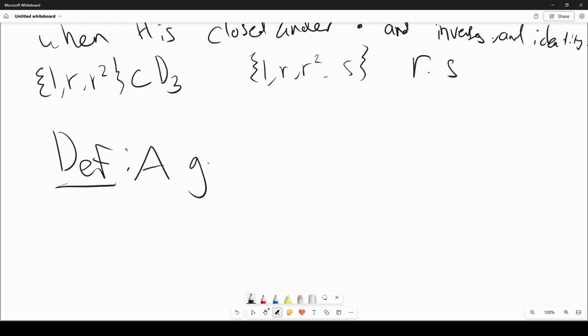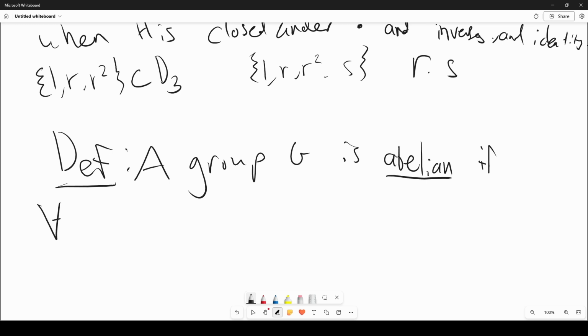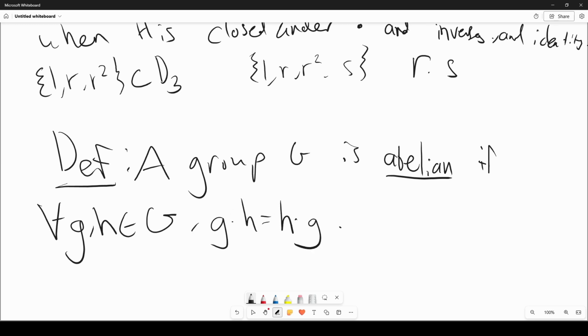A group G is abelian if for all pairs of elements g and h in G, g times h equals h times g. And if you don't know what this means, there's a word for this: all elements commute. And that's basically what it means for a group to be abelian.